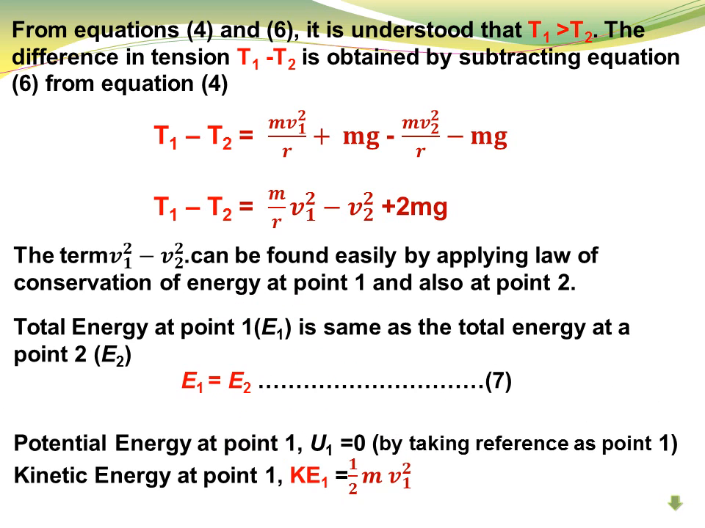Potential energy at point 1, that means U1, is equal to 0, by taking point 1 as the reference. We receive the kinetic energy at point 1, KE1, is equal to 1 by 2 mv1 square.